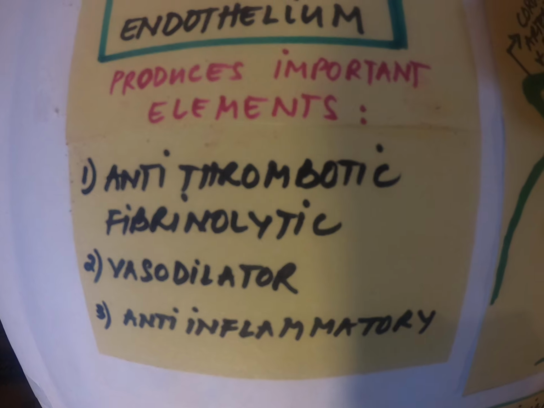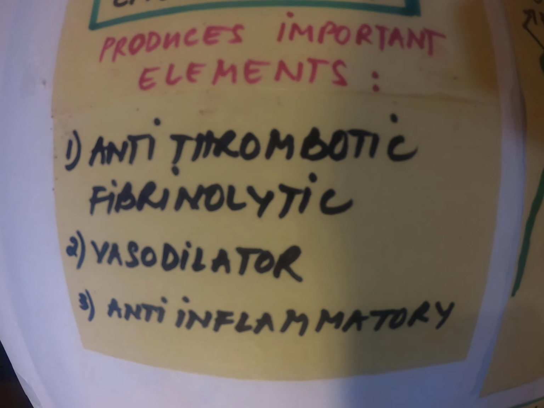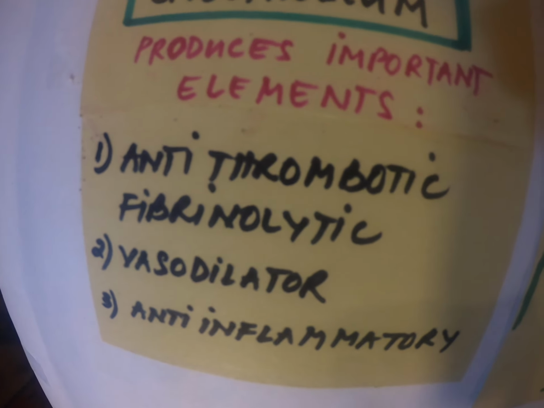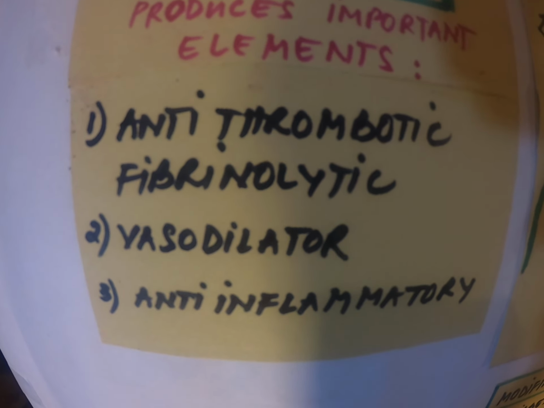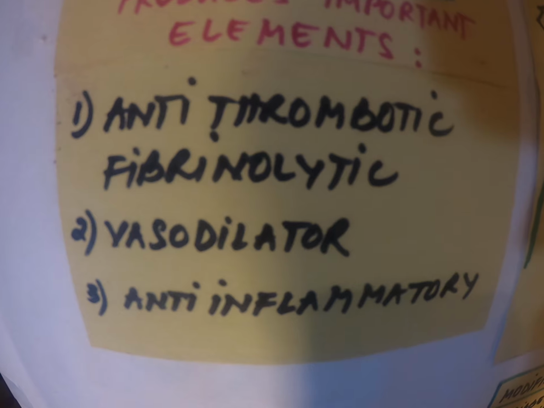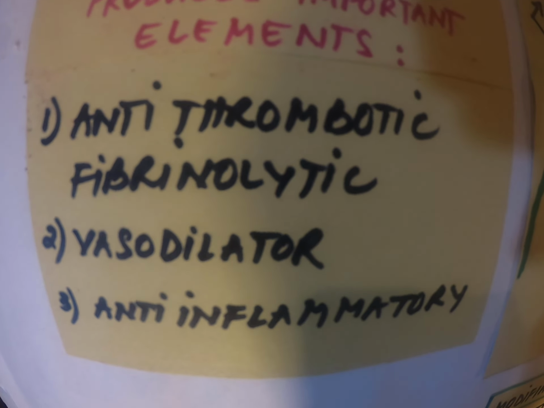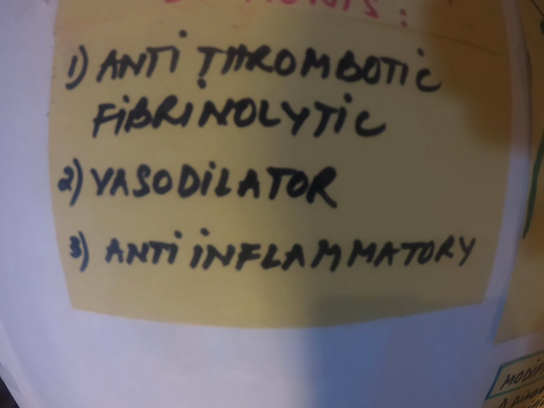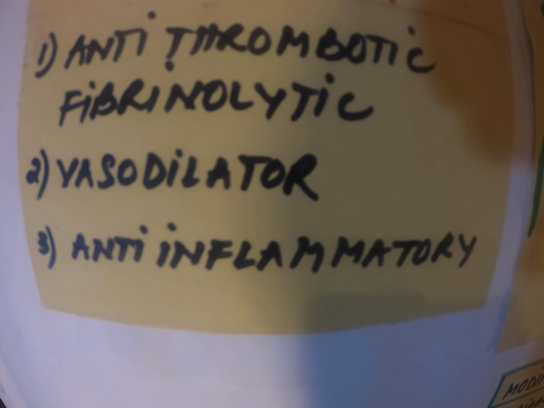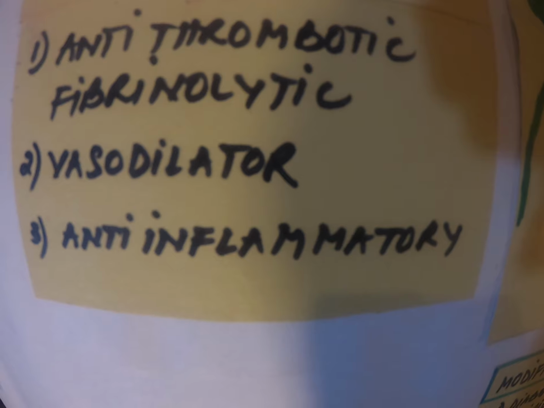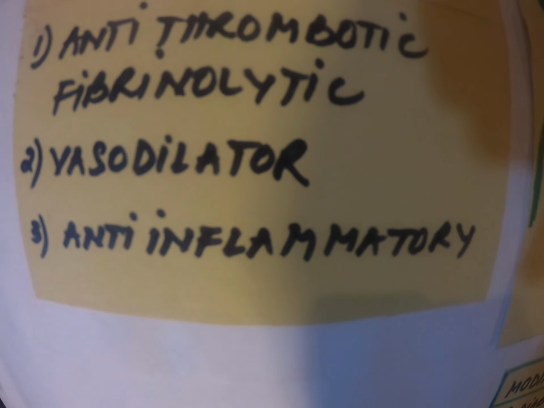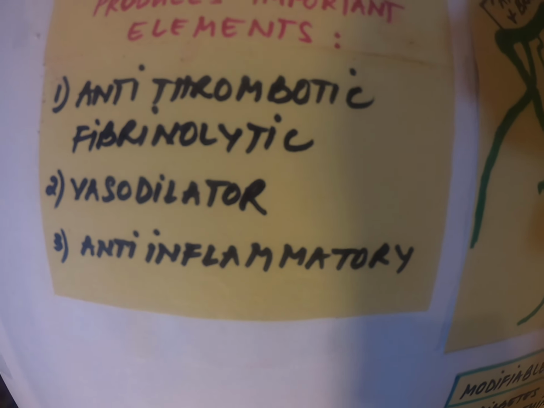There are also elements produced by the endothelium that cause vasodilation. These are nitric oxide and also prostacyclin. And the smooth muscle benefits from these elements for its vasodilation. Anti-inflammatory: a healthy endothelium will produce antioxidant enzymes that help fight free radicals, especially from smoking.